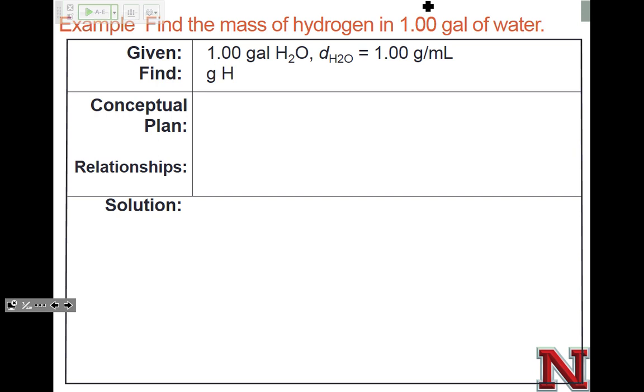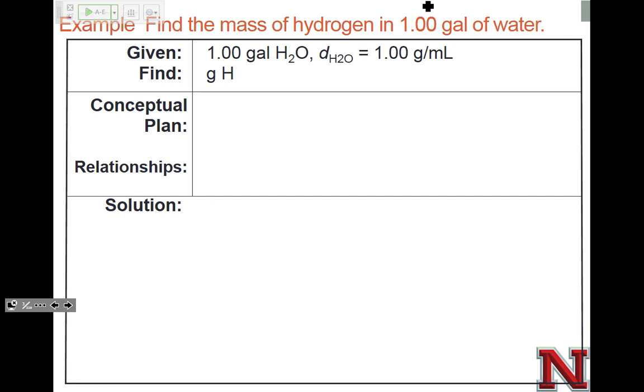Now again, you could technically do this by figuring out your mass percent of hydrogen in H2O, and it would still work, and you can play around with doing that. But this is a little bit less steps and just relating. So our conceptual plan is, well, to figure out our mass of hydrogen, we need to know our mass of water. So our first step is to take our steps to find mass of water.